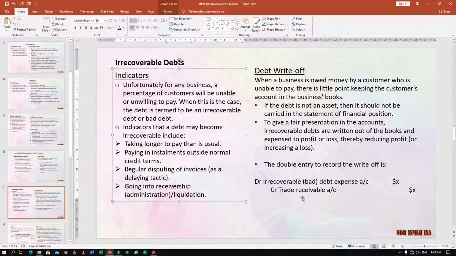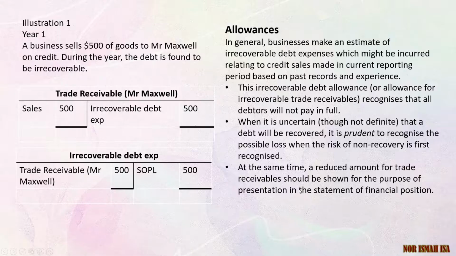So this is the double entry related to the irrecoverable debt written off. When a customer is identified as irrecoverable, they will debit the irrecoverable debt expenses with the amount that has been owed, and we take the amount out of the trade receivable account by crediting this account. This is an example of the irrecoverable debt written off.